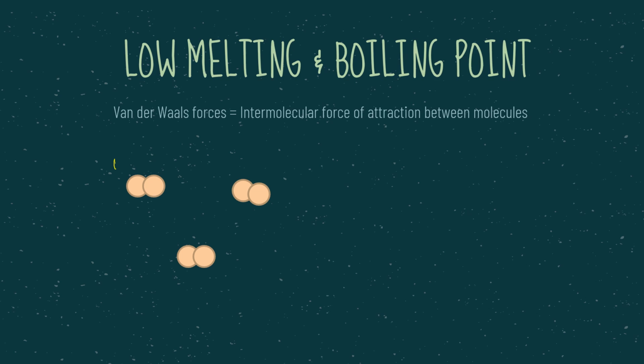So this is one molecule here, this is another molecule, and this is another molecule. The van der Waals forces, or the forces of attraction between these molecules, are very weak, such that very little energy, or heat in this case, is needed to overcome these van der Waals forces of attraction. And since there is low energy needed, this means that it can either melt or boil at a very low temperature. Hence, it has a low melting and boiling point.